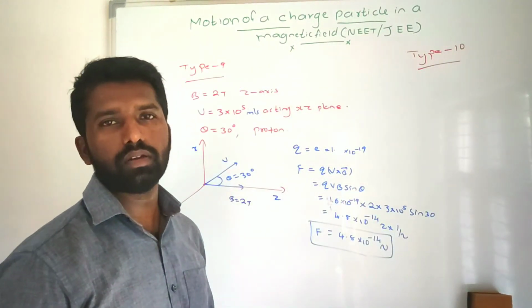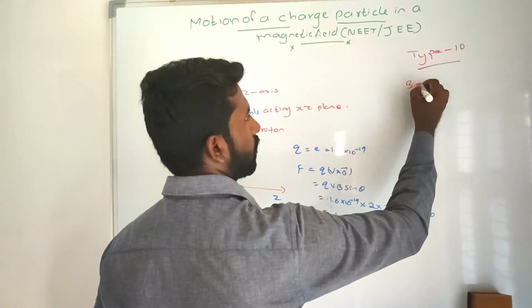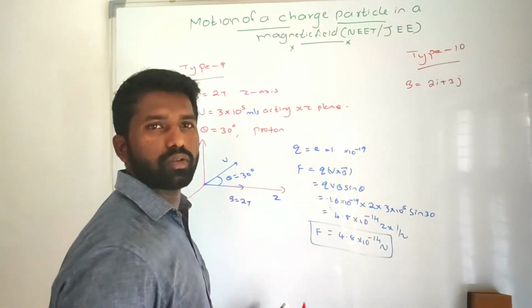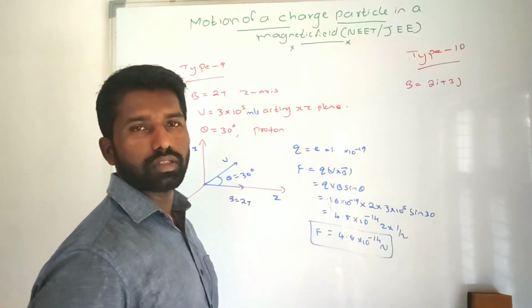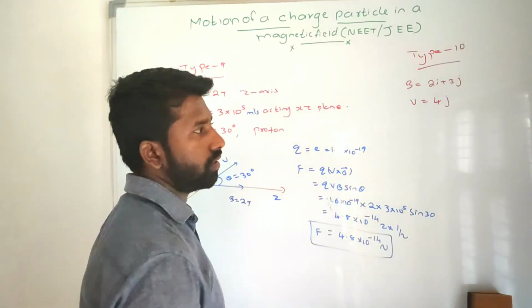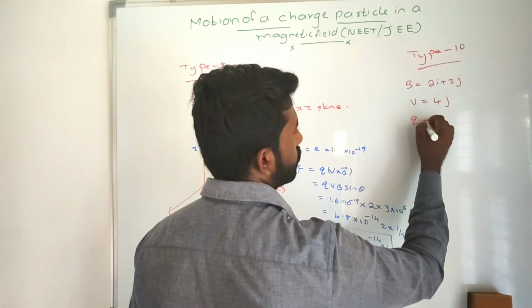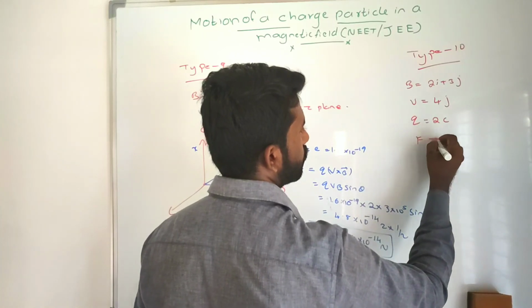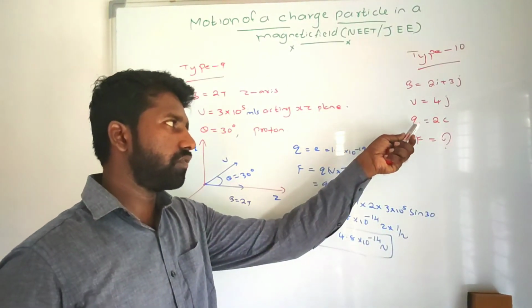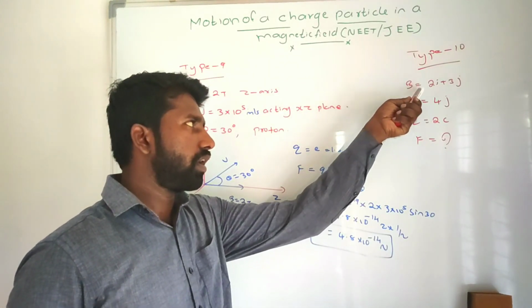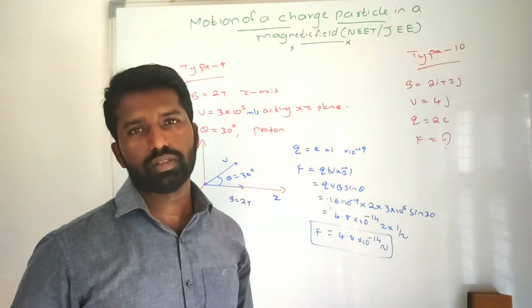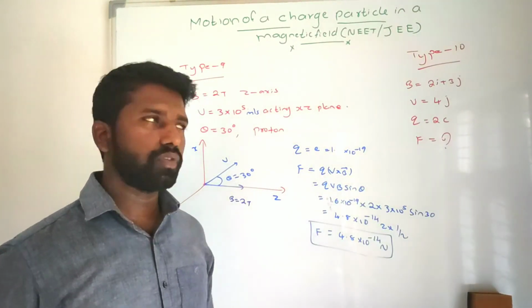In type 10, the magnetic field is 2I plus 3J, the velocity is equal to 4J, and the charged particle is 2 coulomb. What about the force? If a charged particle of 2 coulomb moves in a magnetic field of 2I plus 3J with a velocity 4J, what is the force acting on it?